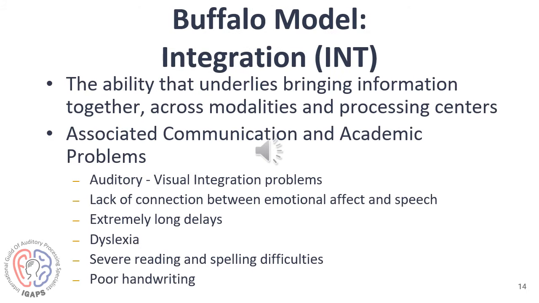The integration category of the Buffalo model is related to the corpus callosum. The integration category is the most complex category of APD. It has to do with bringing information together across modalities and processing centers. If you can recall the early slides that illustrated the ipsilateral and contralateral auditory pathways, integration is related to how what we hear crosses midline via the corpus callosum and is processed in both hemispheres of the brain.